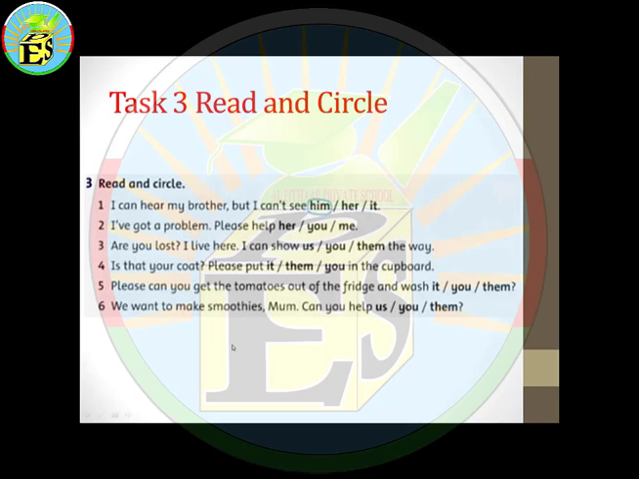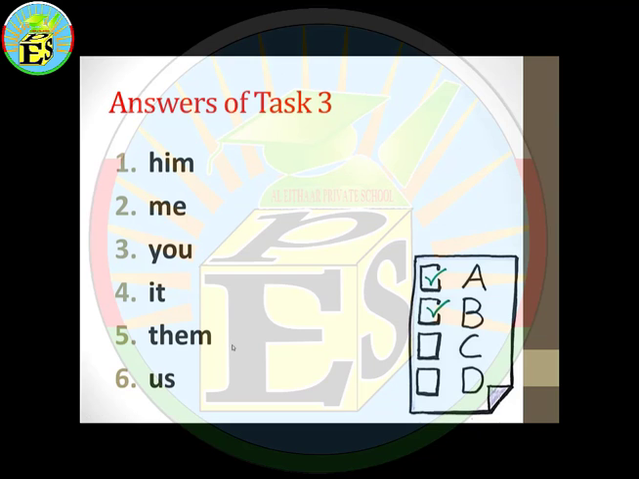Alright, so now let's check the answers together of task number 3, read and circle. And here you have the answers. First one is done, him. The second one, me. The third one, you. The fourth one, it. The fifth one, them. And the sixth one is us. Please make sure that you have put the circle on the correct answer. And right now we will move to task number 4.